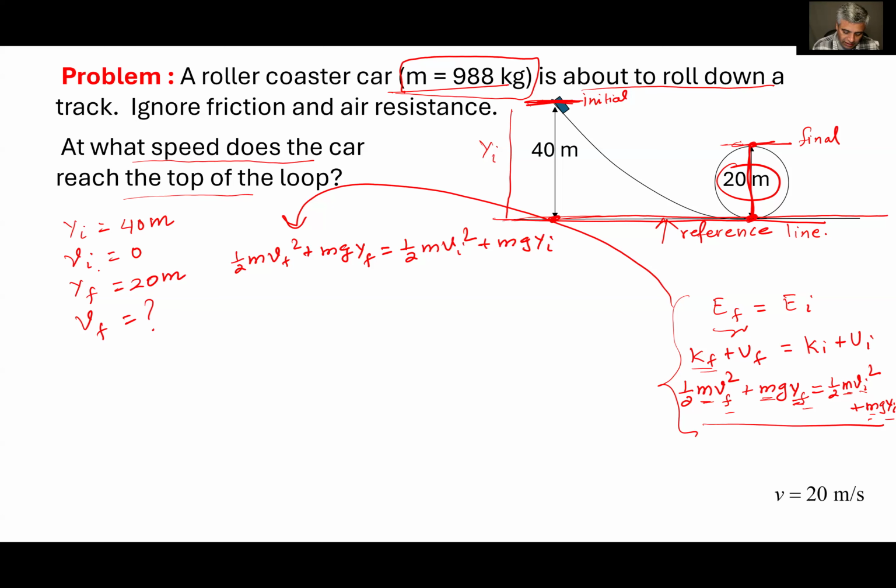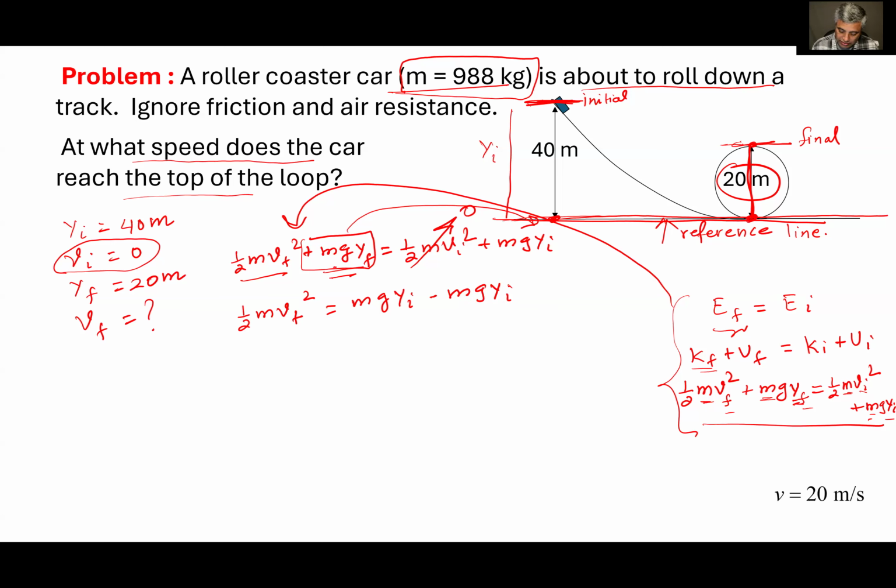And from here we can tell the vi is 0. That means this is 0. And we are looking for this, so that means we want to push this to the other side. So that is half m vf square is m g yi, and this is positive on this side. When it moves to the other side, it becomes negative. So mass cancels, giving us vf square.